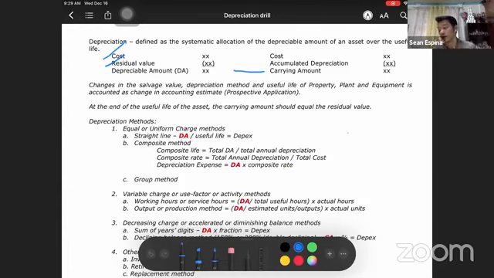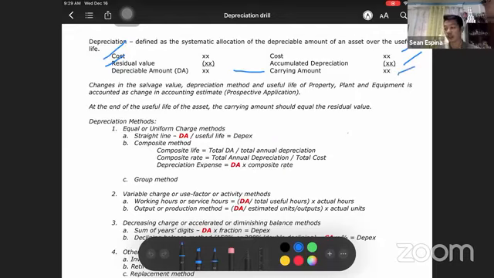So cost minus accumulated depreciation. When you say accumulated depreciation, di ba, accumulated? In basic accounting, it is all the depreciation expense for the whole period or for however many years it was used. So that is accumulated, gitibo. Then from that you can compute now the carrying amount.